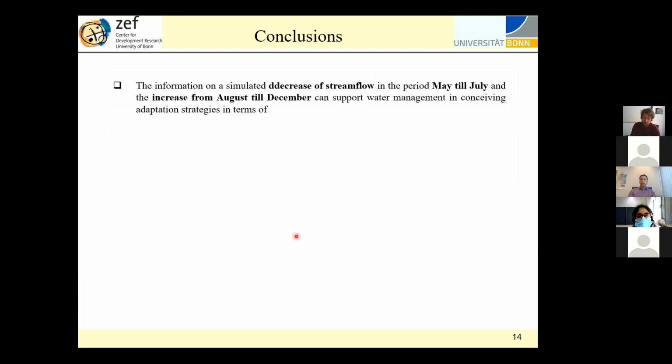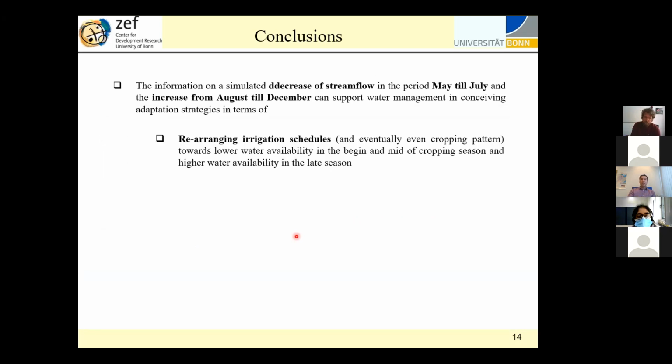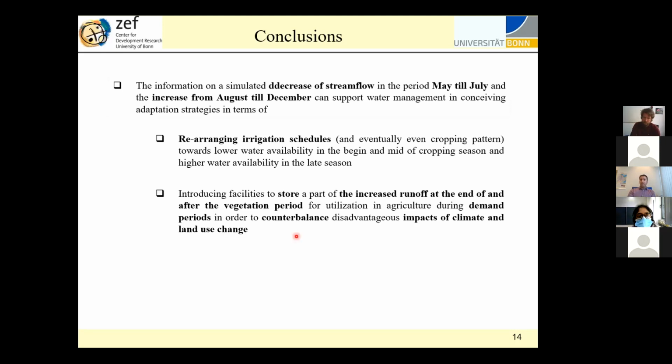What it requires is maybe that we should rearrange the irrigation schedules, or in general the cropping patterns, because maybe we need to crop those species, let's say, who demand lower water availability. Let's say when we had the peak in June before, but now we don't have that peak availability. So really we have to change the cropping pattern then.